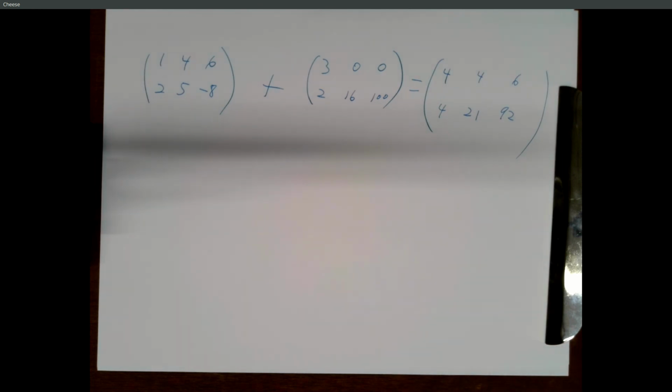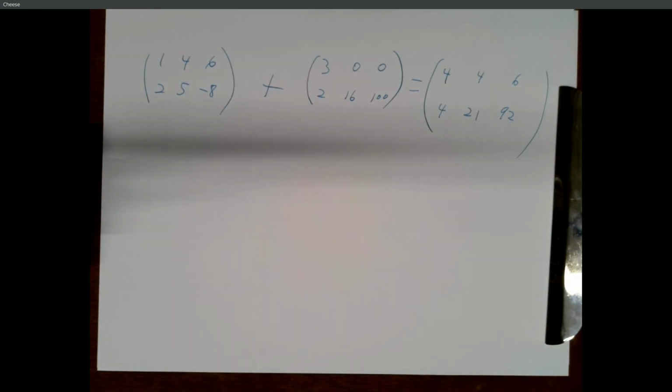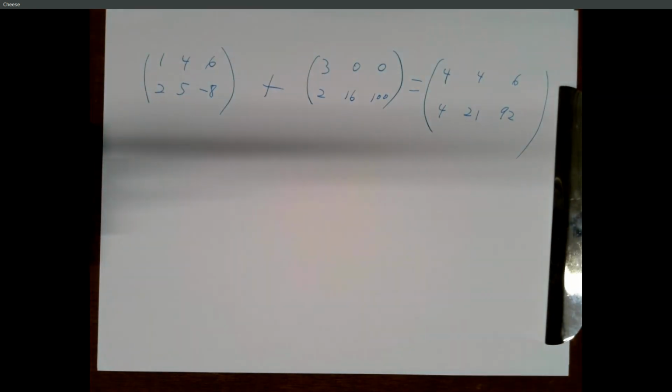Subtraction, exactly like addition, but subtract instead of adding. So 1 minus 3 is -2, 4 minus 0 is 4, and so on. Multiplication is where it gets interesting. Multiplication is not defined element by element. You can do that, but it turns out to not be as useful as something else.